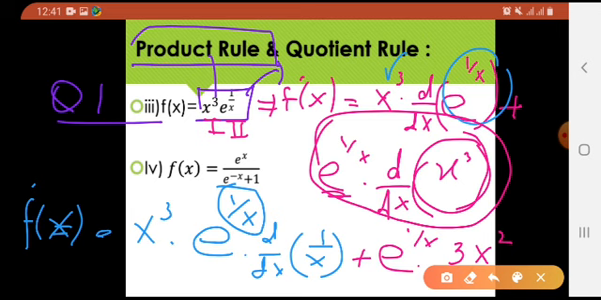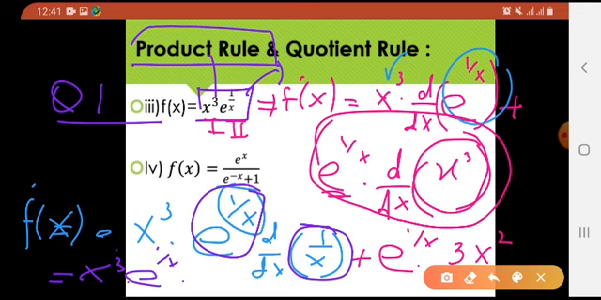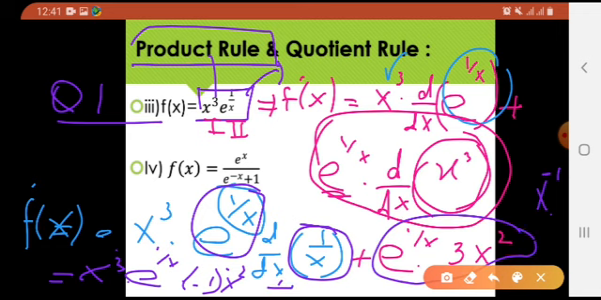Done? Clear? Okay, now look at this. X cube as it is, this thing as it is. What about the derivative of this? What about the derivative of this? What will happen here? We will be bringing x to the numerator. It would become minus 1. X raised to the power minus 1. Then we will be applying power rule over here. How? Minus 1 into x raised to the power minus 1, so it would be minus 2 plus this thing would remain as it is, so that would be your answer. I hope I am cleared.